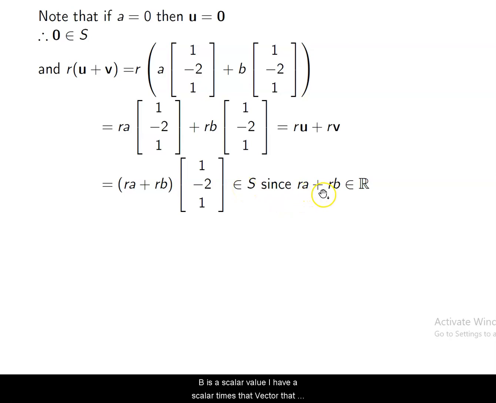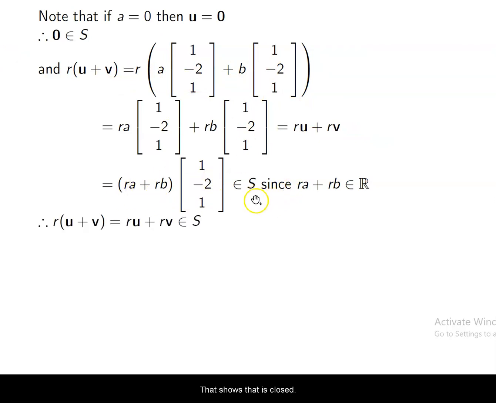Since R times A plus R times B is a scalar value, I have a scalar times that vector that all the things in S look like. So this is something that is in S. Okay, and since R of U plus V is equal to RU plus RV, they're one and the same. And I showed that both of those things, by just doing a little bit of math, are things that are in S. So that shows that it is closed under scalar multiplication and addition as well. Therefore, S is a subspace of R3, right?